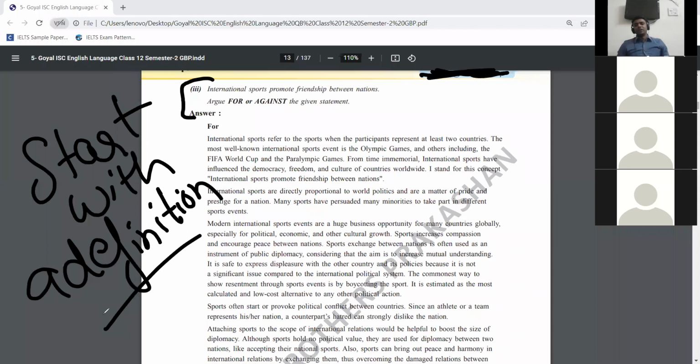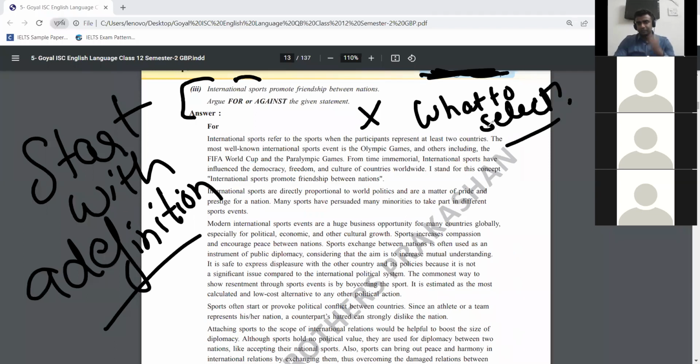Always start an argumentative essay with a definition. And if you do not know the meaning of international sports, I'm so sorry. Quit. I know you people must be having this in your mind that, sir, then what to select? This is the reason I kept on saying, keep reading the Times of India, keep reading the Hindu, keep reading the Hindustan Times.